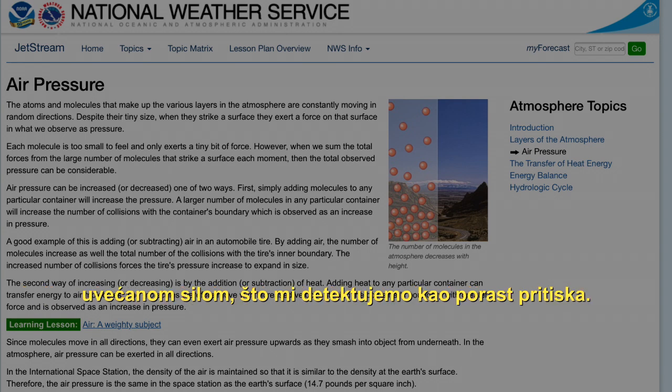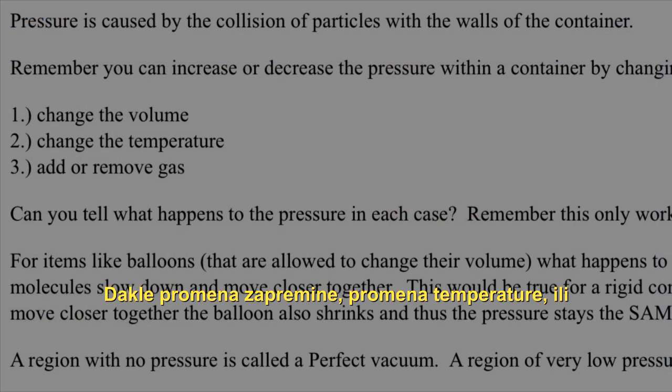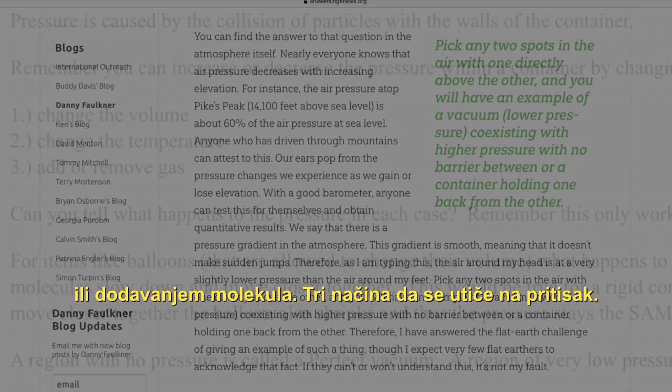an increase in pressure. Since molecules move in all directions, remember that? Molecules move in all directions. They can exert air pressure in all directions, folks. Whew. Okay, change in volume, change in temperature, add or remove gas molecules. This is what makes up gas pressure. So you can have a big tire, that's the change of volume, change the temperature, add more air. There it is, the three parts to gas pressure.